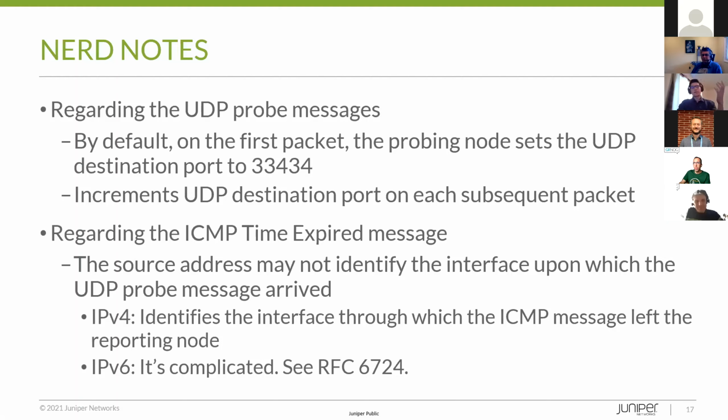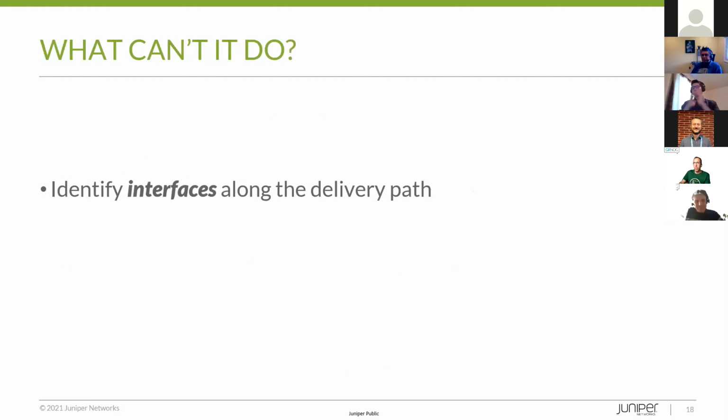It's even worse for IPv6 because it can respond with any number of IP addresses, and it's based on the settings of the router or the node, and we don't really know which version the node is using, so it gives us even less information. So to say this concretely, we can't identify interfaces along the delivery path, which we might want to know to see exactly where our packets are going.